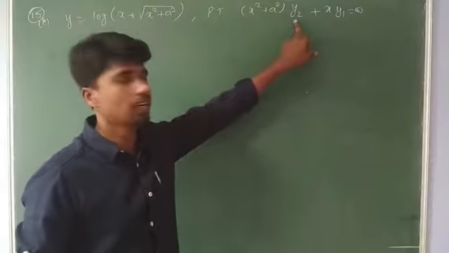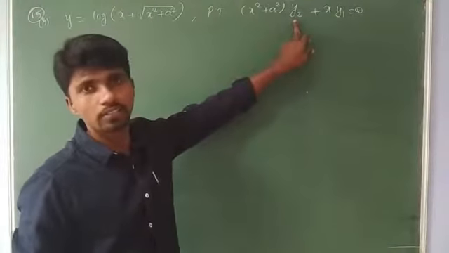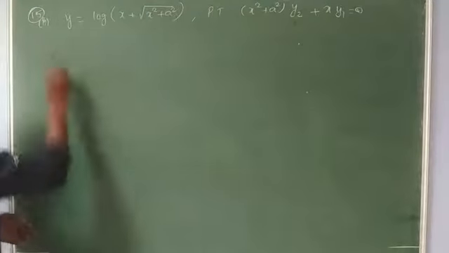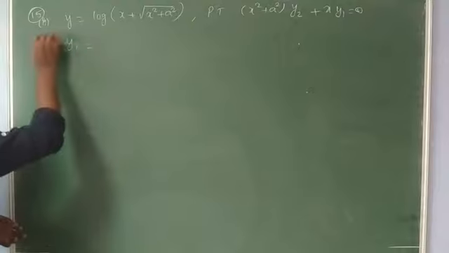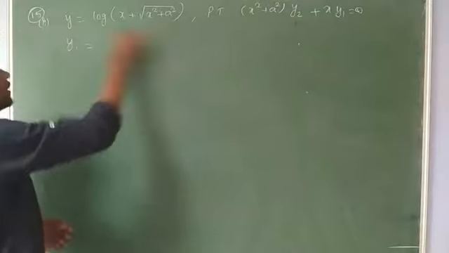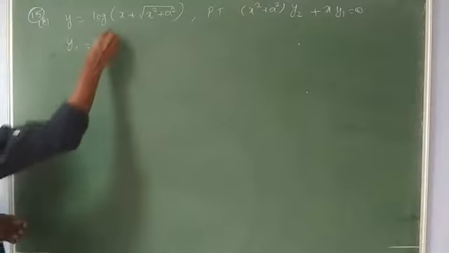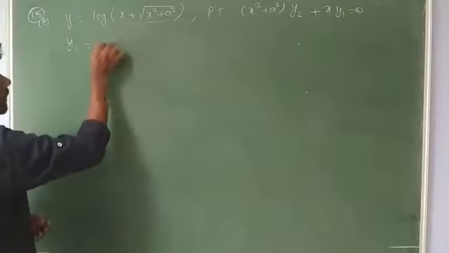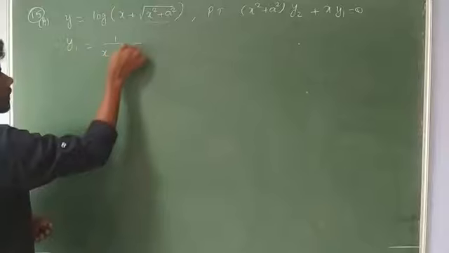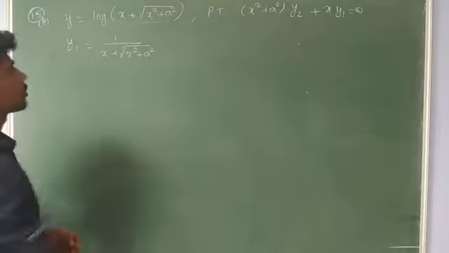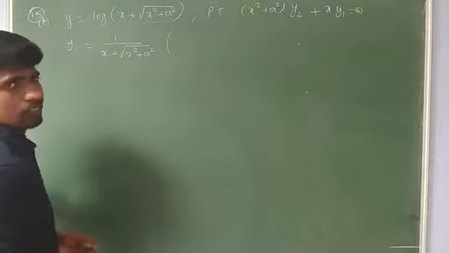Already we have clarity about these notations. So y2, I have to find y2. To find y2, first I need to find y1. Differentiate with respect to x. Just mention here, differentiate with respect to x. Then we get y1 equal to, it is in the form log x, derivative 1 by x, so x plus root over x square plus a square. But it is not x, so I have to perform its differentiation.